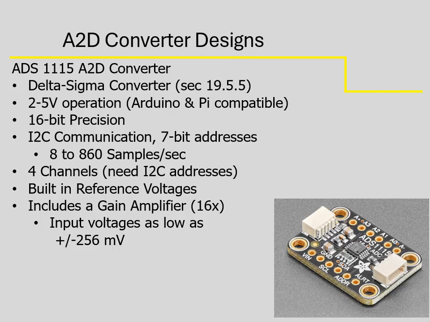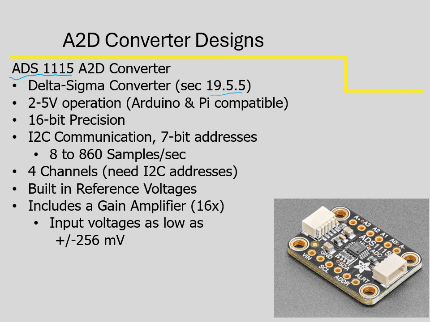This is the particular A to D converter we're going to use in our lab, the ADS1115. Just some information about it, I thought it was interesting. This is a delta sigma converter. This operates in a completely different way than what I just described. If you want to know more about it, it's in the book, section 19.5.5.